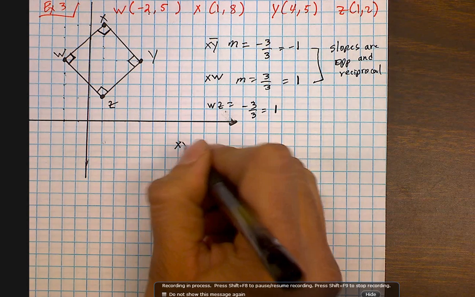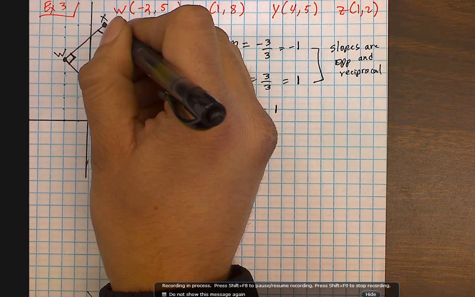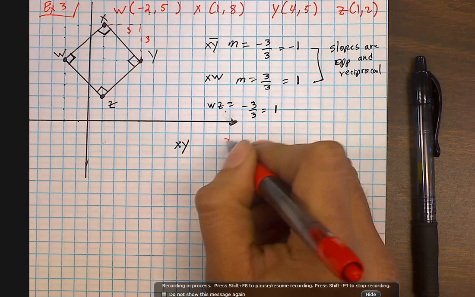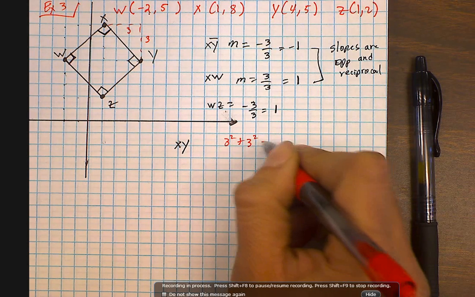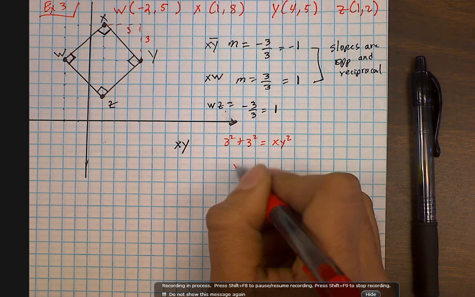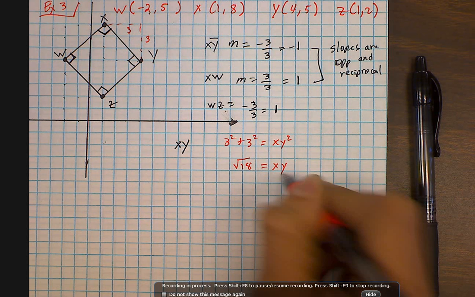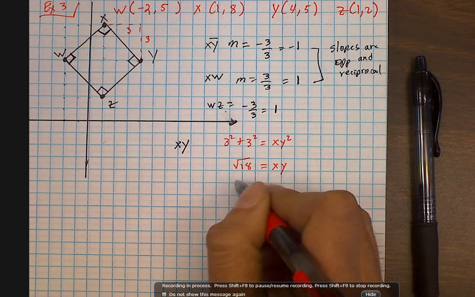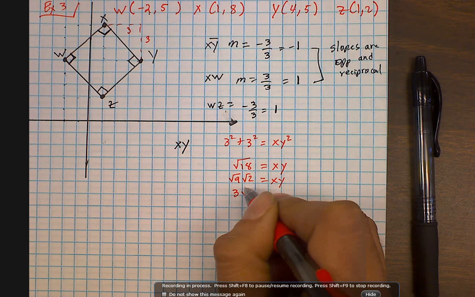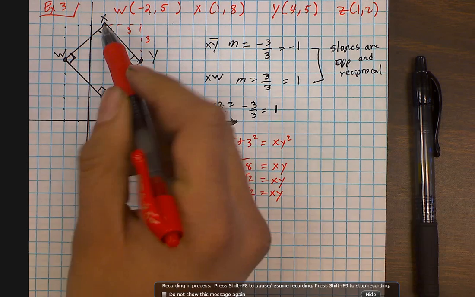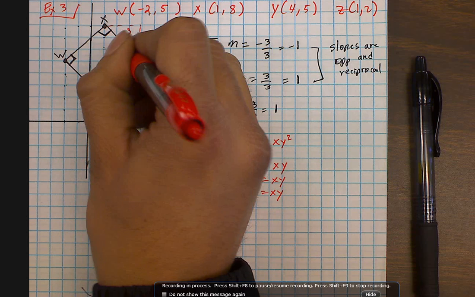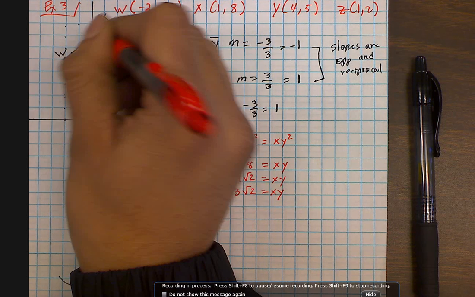So let's find the length of XY. You make a right triangle. That one is 3 and 3. So you're going to do 3 squared plus 3 squared is equal to XY squared. So that's 9 plus 9. That is the square root of 18 is equal to XY. If you simplify that, this becomes the square root of 9 times the square root of 2, which is equal to XY. So that is 3 root 2 is equal to XY. Since all the sides have the same slope, they are going to have exactly the same length as well. So it's 3 root 2, 3 root 2, 3 root 2, 3 root 2.